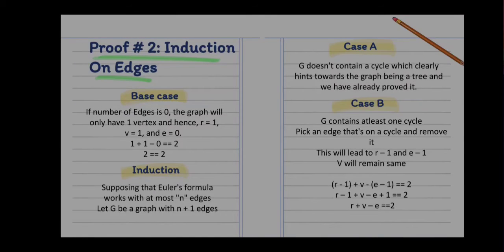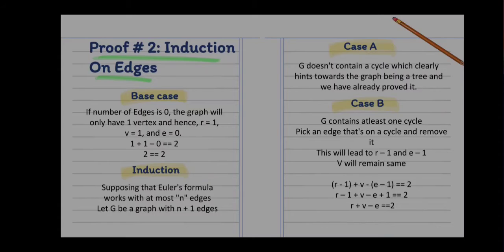For that, we can see proof number 2, which is induction on edges. For that, we first prove the base case, in which if the number of edges is 0, the graph only has one vertex and hence the number of regions is 1. Putting that into Euler's formula, we again get 2 is equal to 2, thus proved.